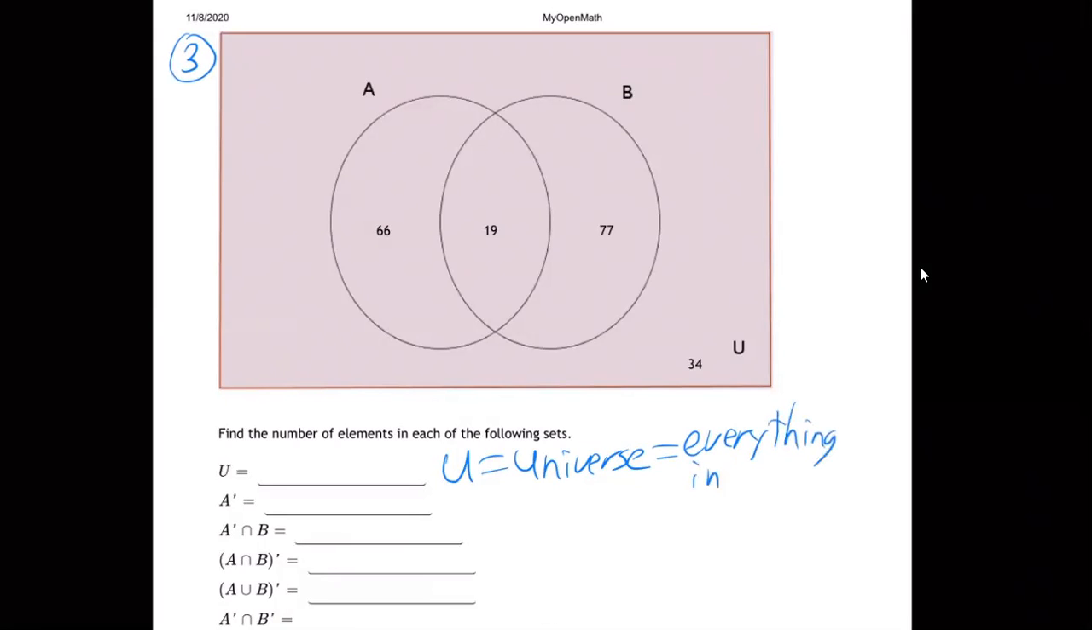Everything in the box. So the universe, that's just going to be add them all up. 66 plus 19 plus 77 plus 34. I'm going to use my calculator. Whatever those all add up to be. I'm getting 196. 196 total in the universe.